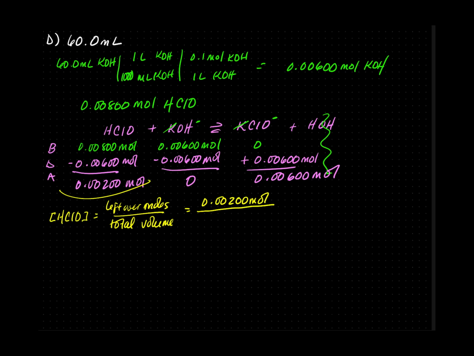And my total volume is going to be 60 mLs that was added, plus the 40 mLs initially from the acid converted into liters, 0.0200 molar. So that is the new concentration of the acid. We need to repeat the procedure for its conjugate base, ClO minus.